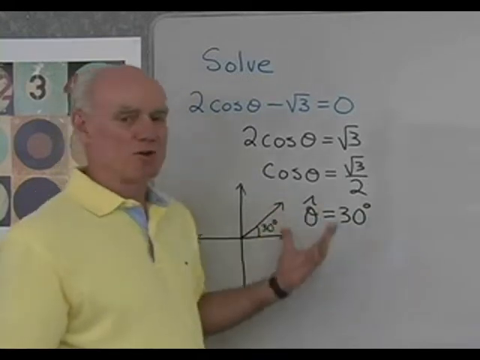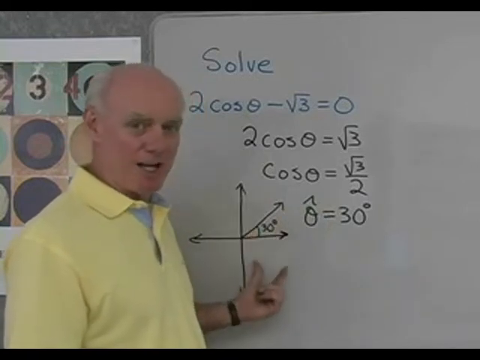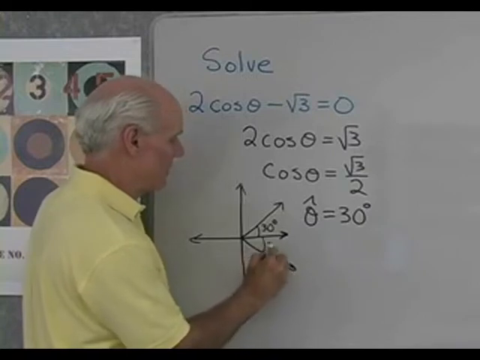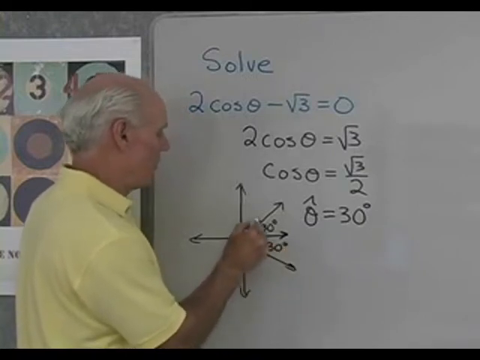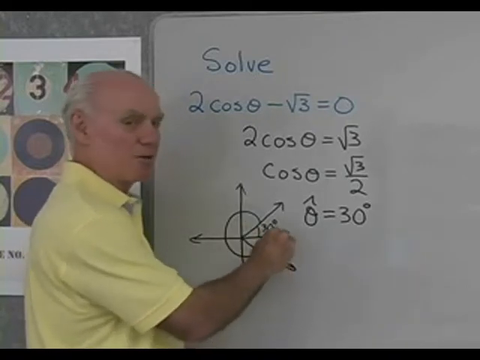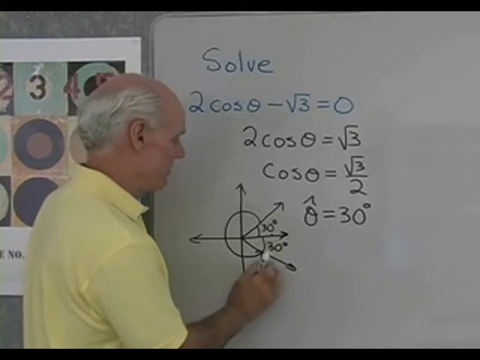And since cosine goes with the variable x, I know that cosine is positive in quadrant 1 and quadrant 4. So I'm going to draw in a reference angle of 30 degrees in quadrant 4 and name this angle as 360 degrees minus 30 degrees, which will be 330 degrees.